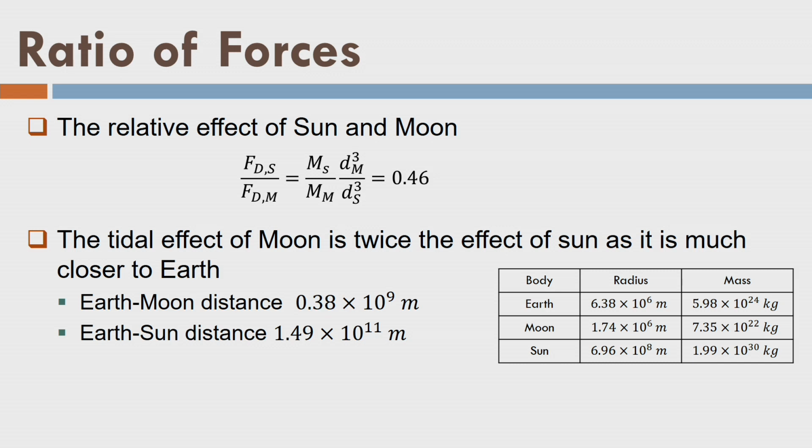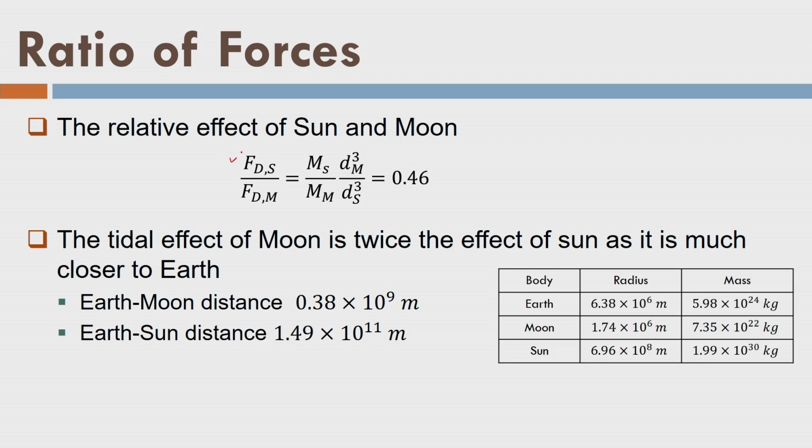Now, as we said, which force is stronger on the earth, so let us look into the ratio of the forces. Let us say this is the force created by the sun and this is the force or acceleration created by the moon. If you take the ratio, you will get this expression. I can see that the force created by the sun is proportional to the mass of the sun, but inversely proportional to the cube of the distance, and similarly for the moon.